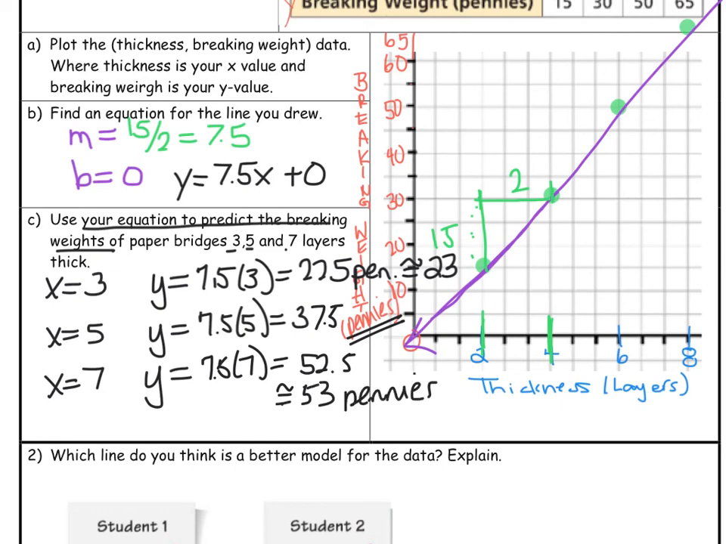So again, this equation for the line of best fit is used to make estimations. We can estimate the breaking weight of a bridge that is 3 layers thick, the breaking weight of a bridge that's 5 layers thick, and the breaking weight of a bridge that is 7 layers thick.